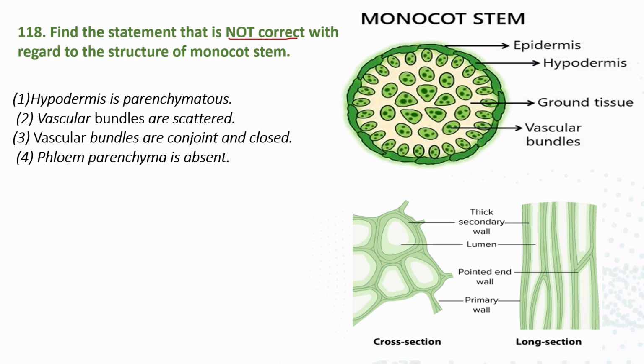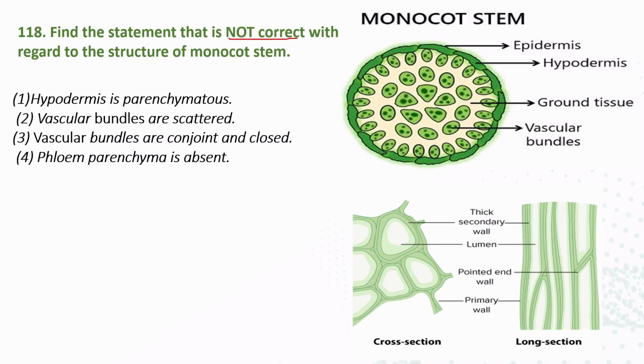If you move on to the second option, vascular bundles are scattered. Obviously here you can see that the vascular bundles are scattered inside the stem, so this is the right option. And vascular bundles are conjoint and closed, right? They are closed and conjoint. And phloem parenchyma is absent. Normally phloem parenchyma is absent, so this is right, because you cannot see the phloem parenchyma in the monocot stem.